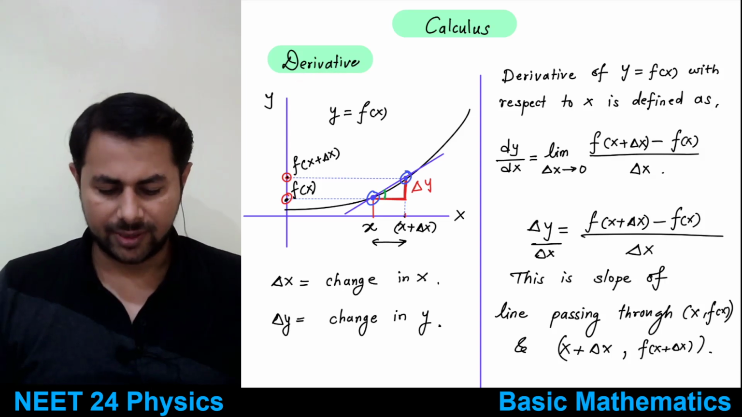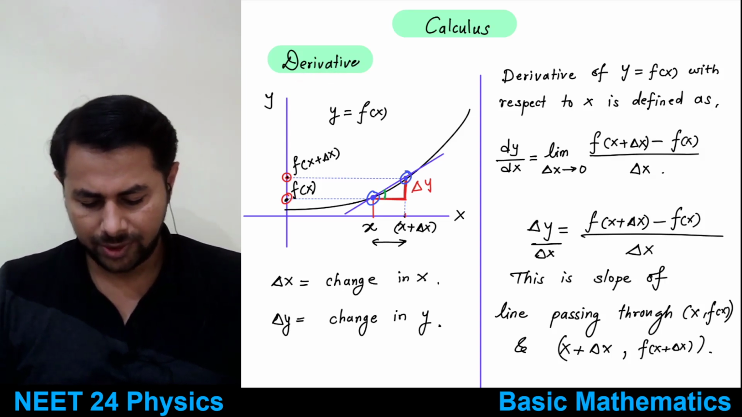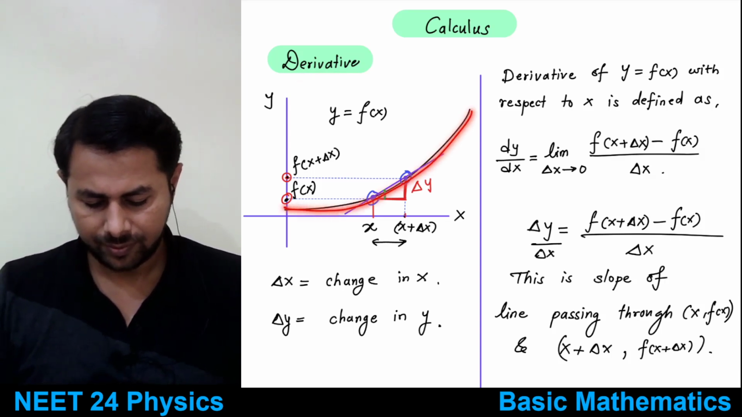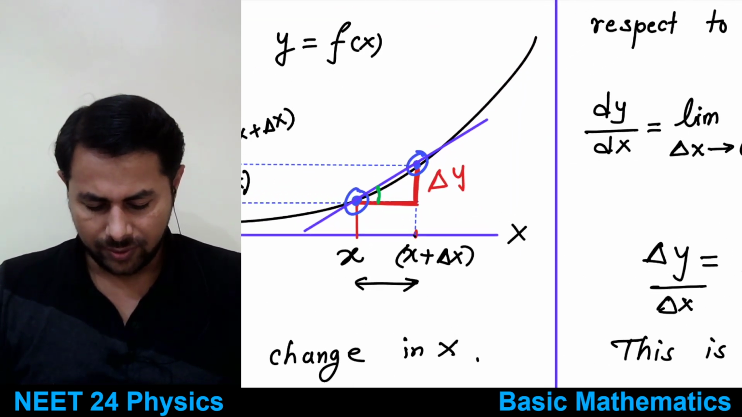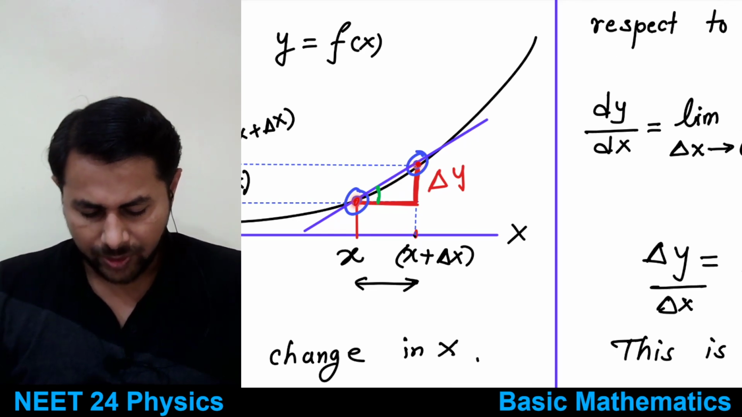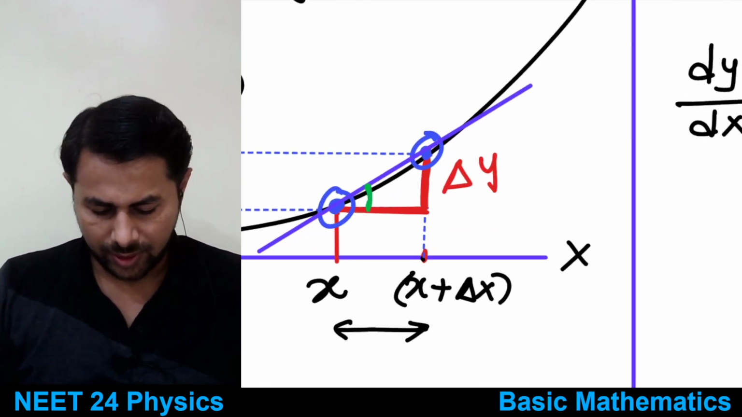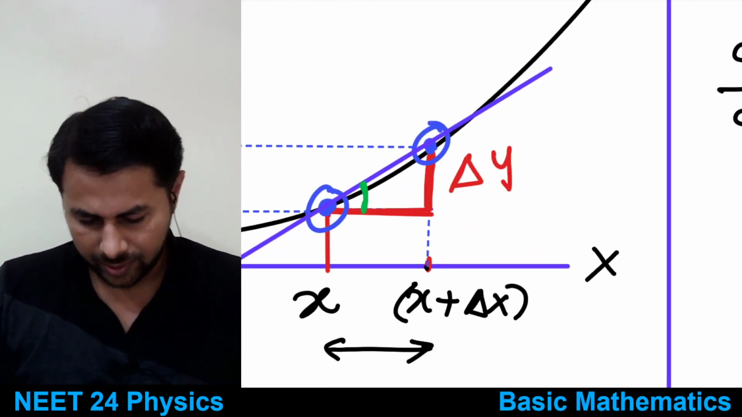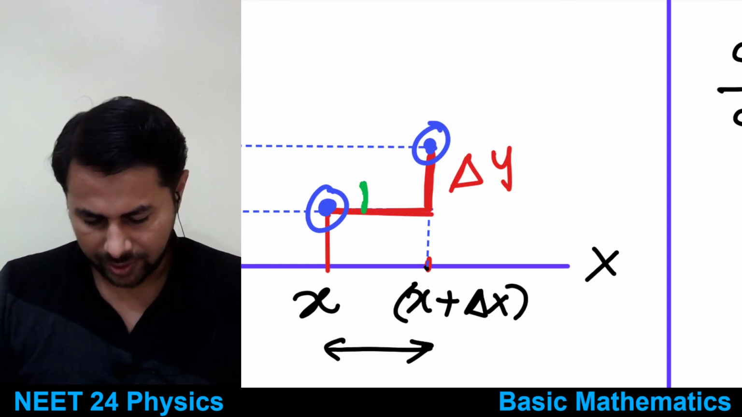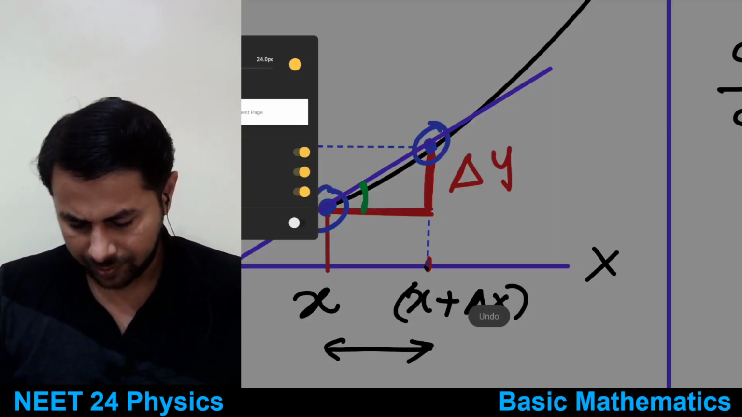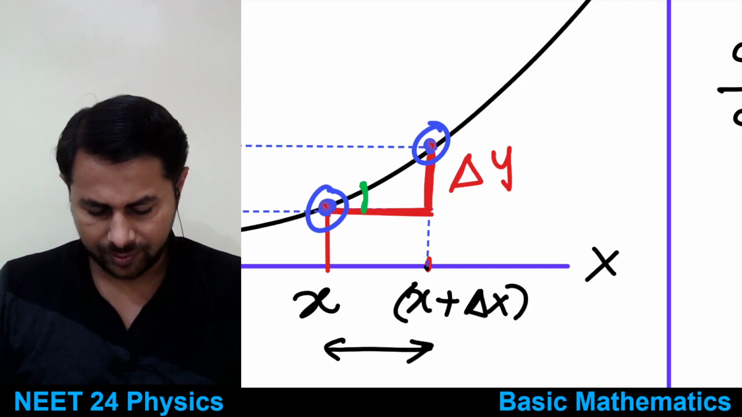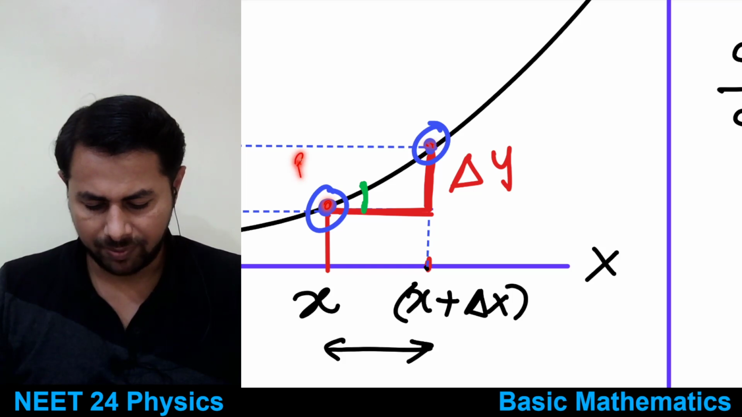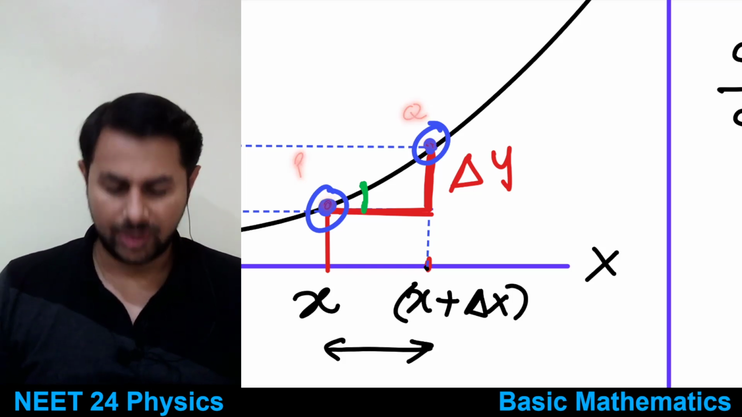Let's try to understand the derivative. Suppose you have this curve. Then you take any 2 points on the curve. Suppose I take these 2 points, right? You can call them P and Q, anything you want.